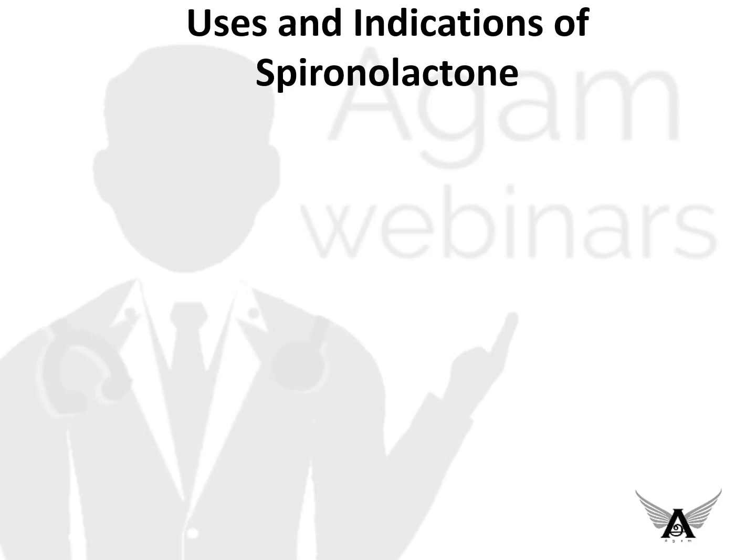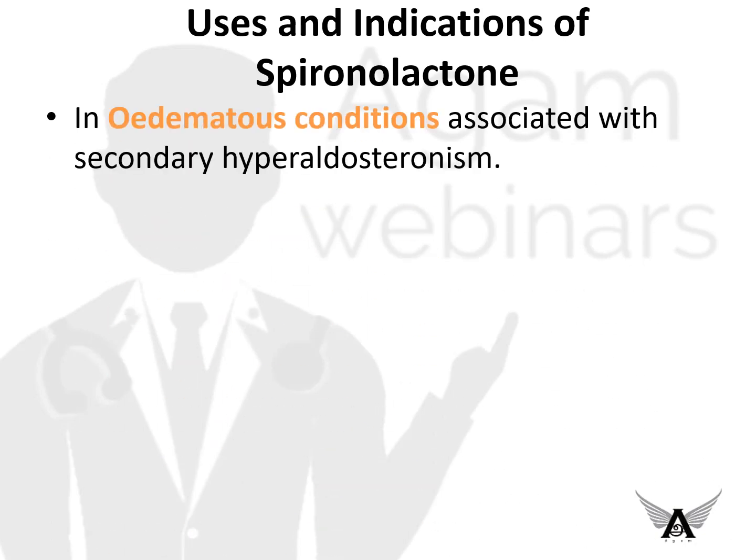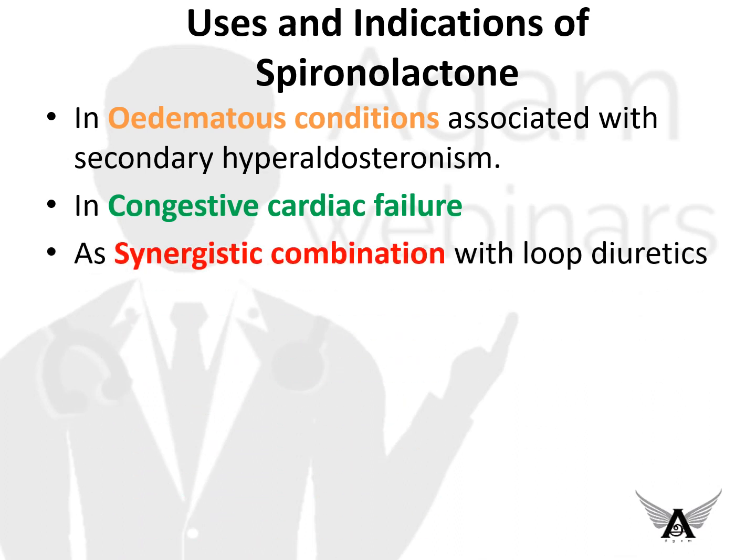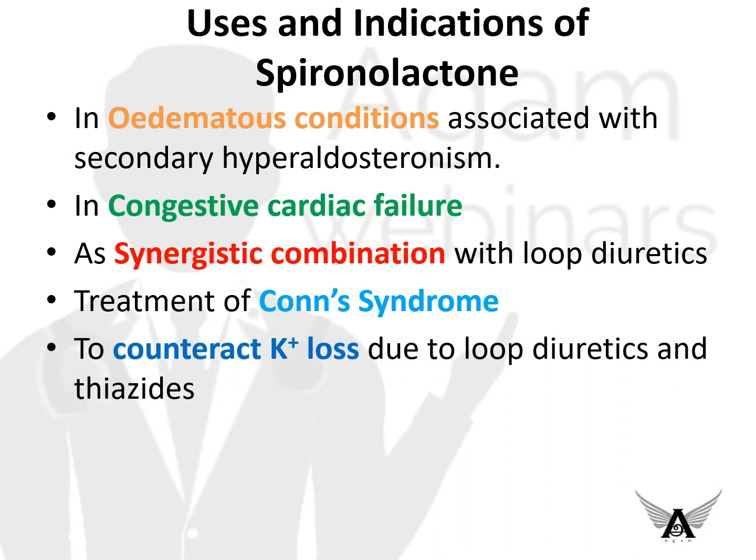Uses and indications of spironolactone. It is used in edematous conditions associated with secondary hyperaldosteronism. In cases of congestive cardiac failure, it is used because it can prevent hypokalemia, and it is used in synergistic combination with loop diuretics. It is also used in the treatment of Conn's syndrome. What is Conn's syndrome? It is resistant hypertension due to primary hyperaldosteronism. It is also used to counteract potassium loss due to loop diuretics and thiazides.